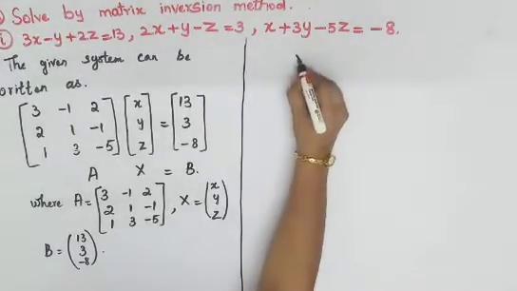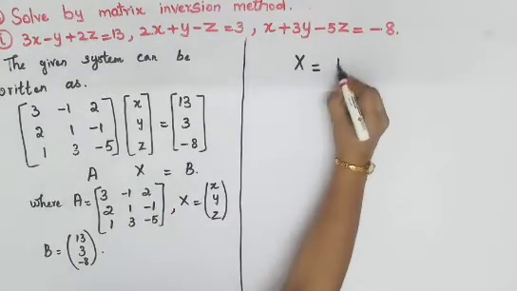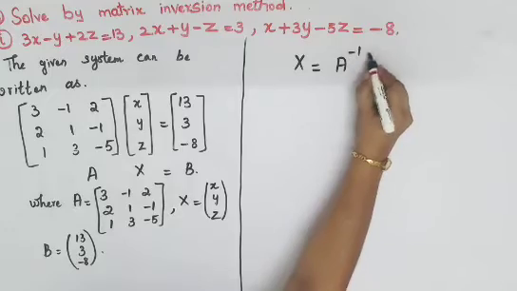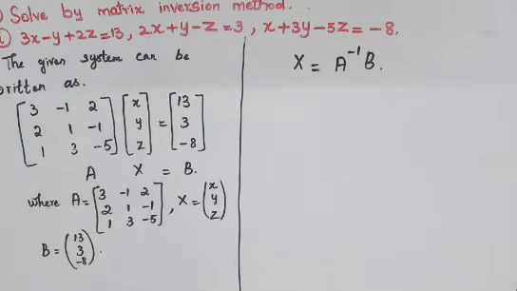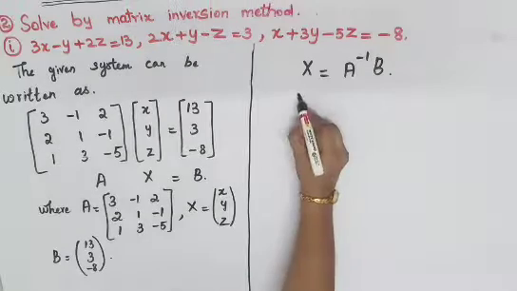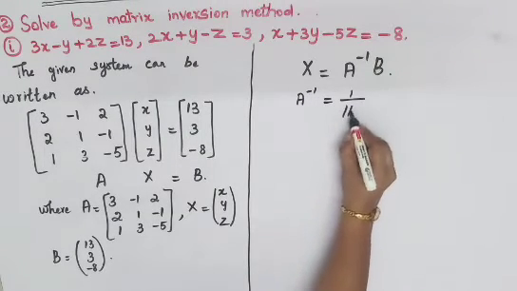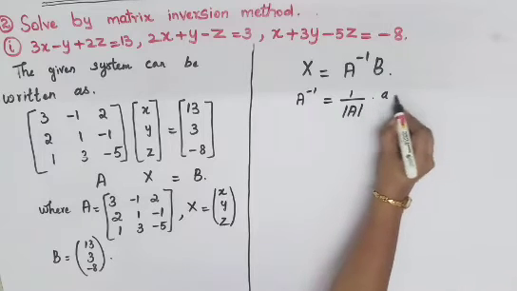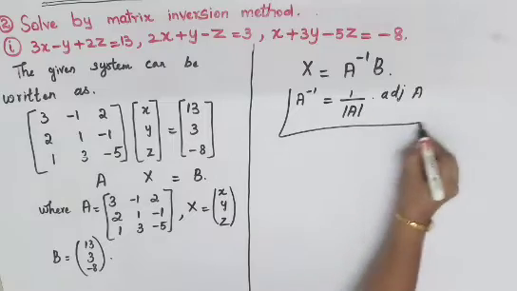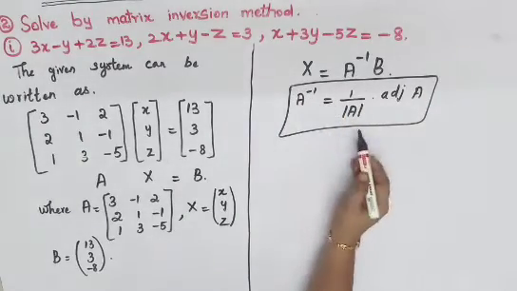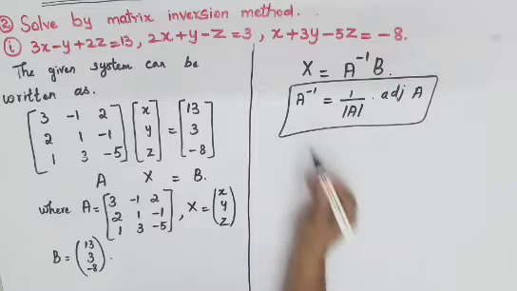Now you will have to find X. X is equal to A inverse B. So first we will have to find A inverse, then multiply that with B. A inverse is equal to 1 by determinant of A into adjoint of A. So first find the determinant of A from the formula, then the adjoint of A, and then club them together to get A inverse.